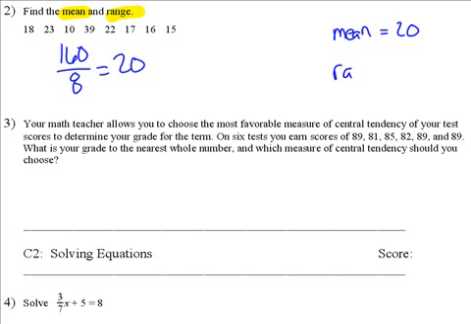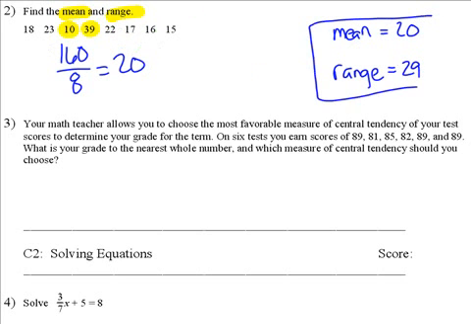I also have to find the range. The range is just the largest number minus the smallest number. It just tells me how spread out my data is. Looks like the largest number is 39 and my smallest number is 10. So my range will be 39 minus 10, or 29. So that would be my final answer. I have a mean of 20 and a range of 29. Are there any questions on number 2?